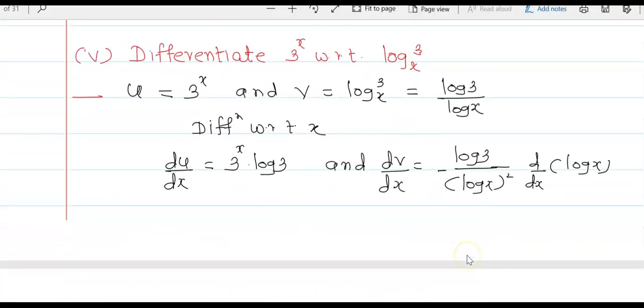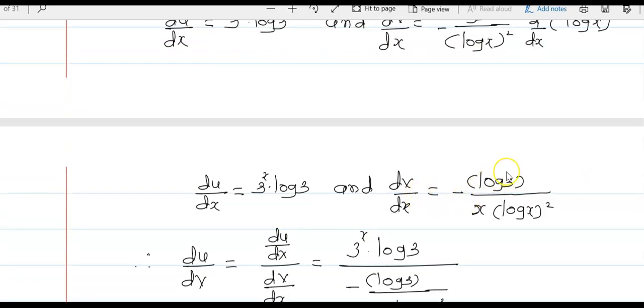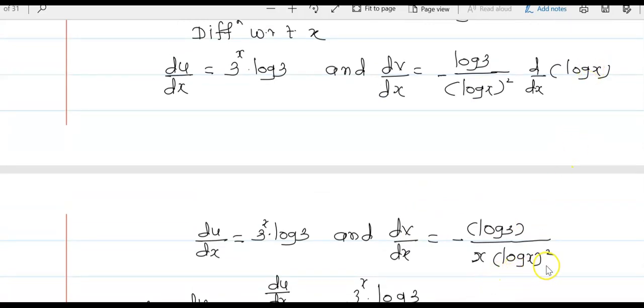Now see this, write down this example. I will scroll down. 3 raised to x with respect to log of 3 to the base x. u = 3 raised to x, v = log of 3 to the base x, which is log of 3 upon log of x. Therefore, differentiate this with respect to x. The derivative of 3 raised to x is 3 raised to x into log of 3, and dv by dx is equal to log of 3 into the derivative of 1 upon log x, that is minus 1 upon (log x) bracket square into the derivative of log of x. Therefore, dv by dx is equal to minus log of 3 upon x into (log of x) bracket square.